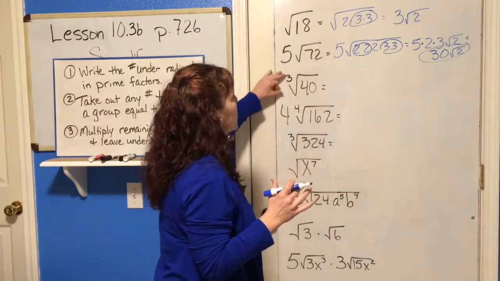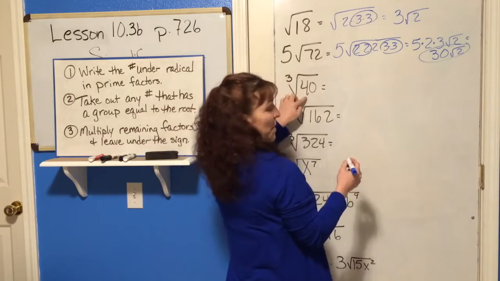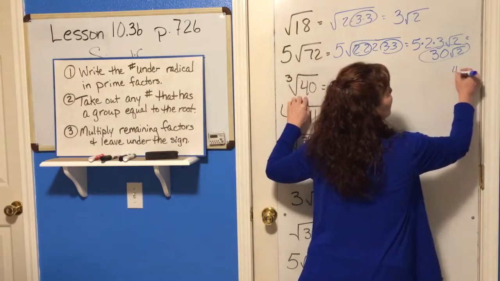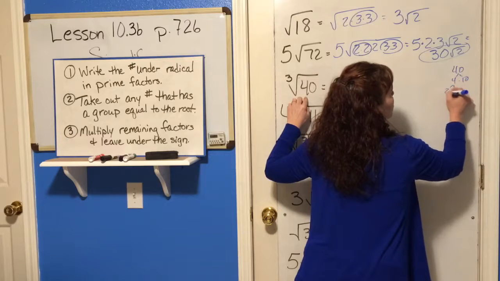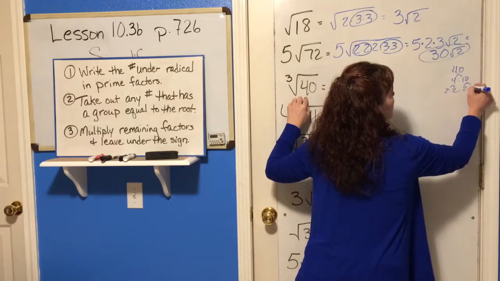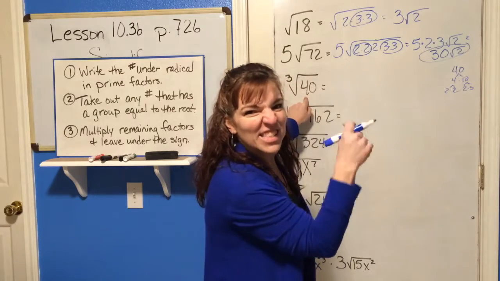All right, let's try one that has a cube root instead of a square root. Same type of thing, same thing to begin with. 40, let's find the 4 times 10. 4 is 2 times 2, and 10 is 2 times 5. If you know your multiplication facts, these are a breeze.